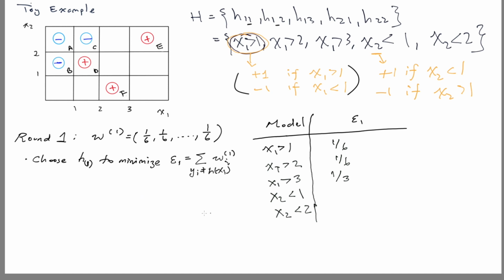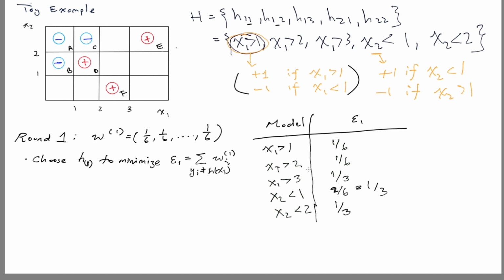And next we have x2 less than 1. So x2 less than 1 is this boundary, right? Everything below is positive, and everything above is negative. So this one is making a mistake on points D and E, right? Because it's classifying them as negative. So again, it achieves an error of 2/6. So 2 mistakes, or 1/3. And finally, x2 less than 2, well, that hopefully you can see is also going to be achieving an error of 1/3. It's going to make 2 mistakes if we put a boundary there.